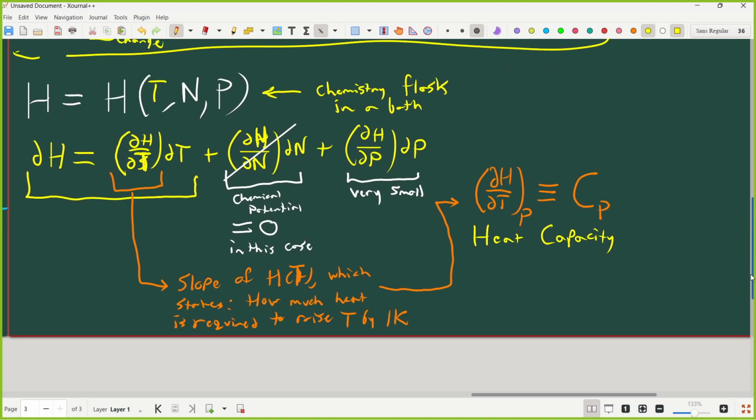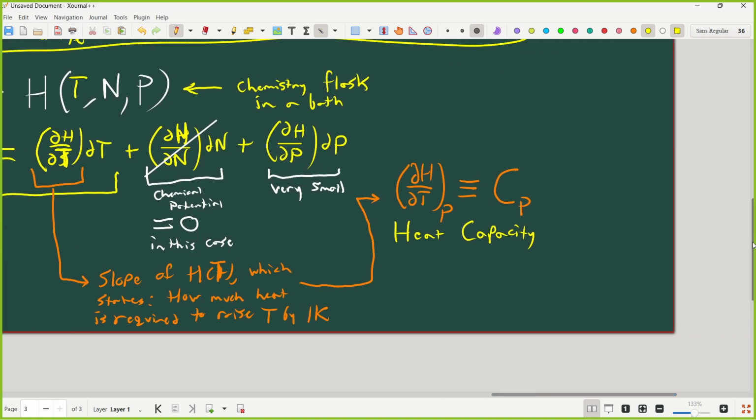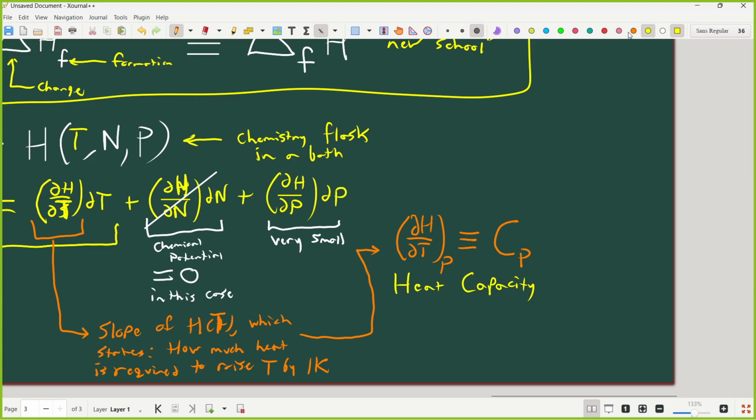So how do we use this to calculate different enthalpies at different temperatures? Well, it's very easy. Let me write this over here. We have dH is equal to Cp dT. All we have to do is integrate both sides. We'll start from an initial temperature to a final temperature: the integral of dH is the integral of Cp dT from T naught to T final.